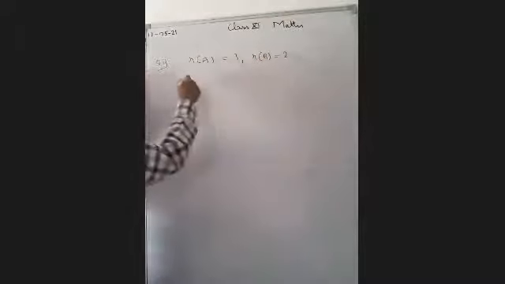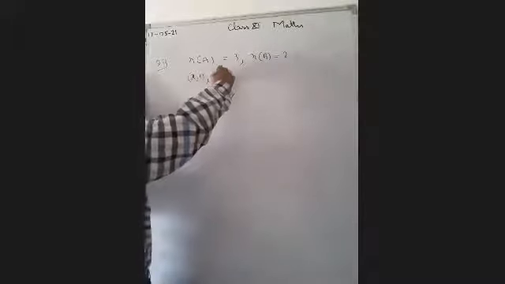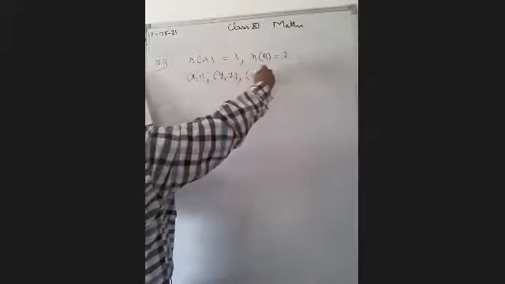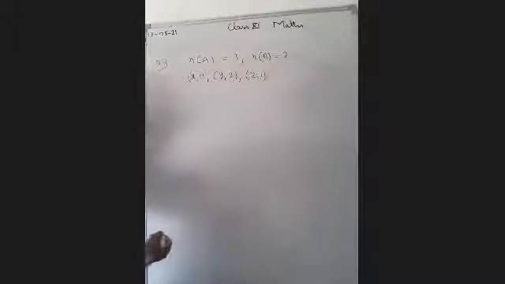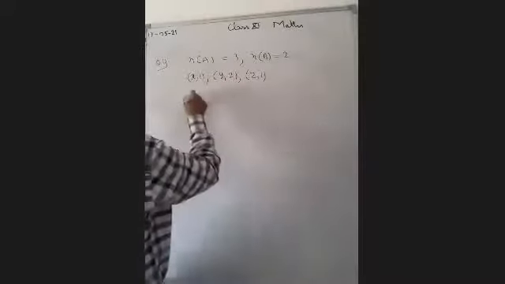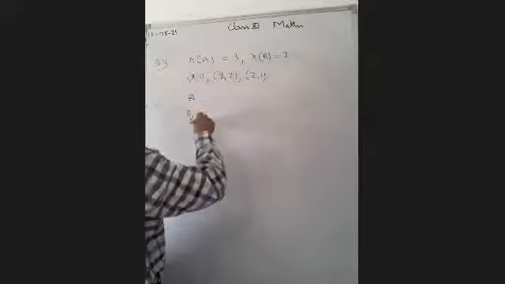If (x, 1), (y, 2) and (z, 1) are in A cross B, find A and B where x, y, z are the distinct elements. We have to find out the value of set A or set B.